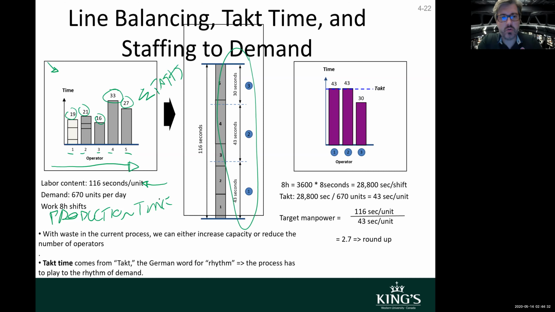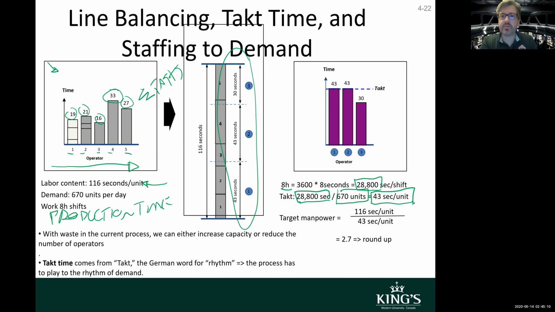So let's see how we go about. So 8-hour shifts, that represents 28,800 seconds per shift, right? And I know what my demand is. So this is my labor content. I'm going to divide that by 670 units. So I know that my takt time is 43 seconds per unit. Every 43 seconds, one customer will place an order for me and I have to deliver.